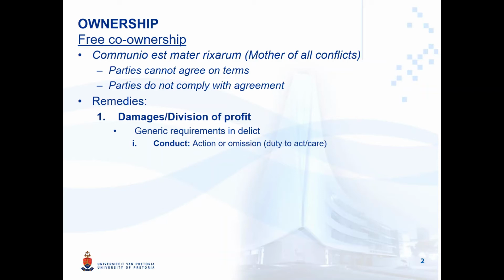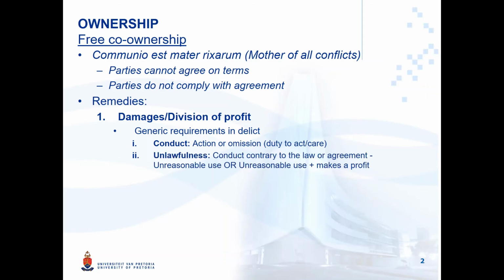The second element is unlawfulness. Unlawfulness is the second element that must be shown. This element requires that the conduct must be contrary to the law. And the law in this regard can refer to legislation, common law obligations, or agreement or contract. Now, unreasonable use or making of profit while using unreasonably is the unlawful conduct that would ordinarily meet this requirement in the context of co-ownership.